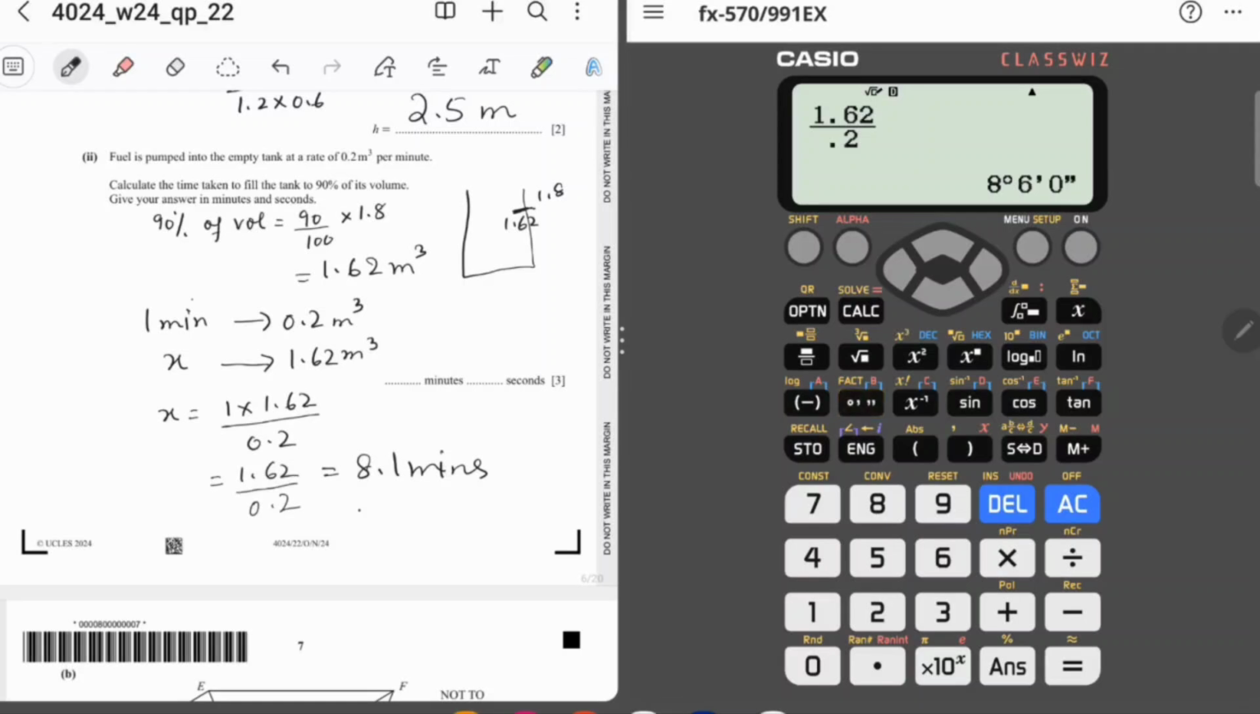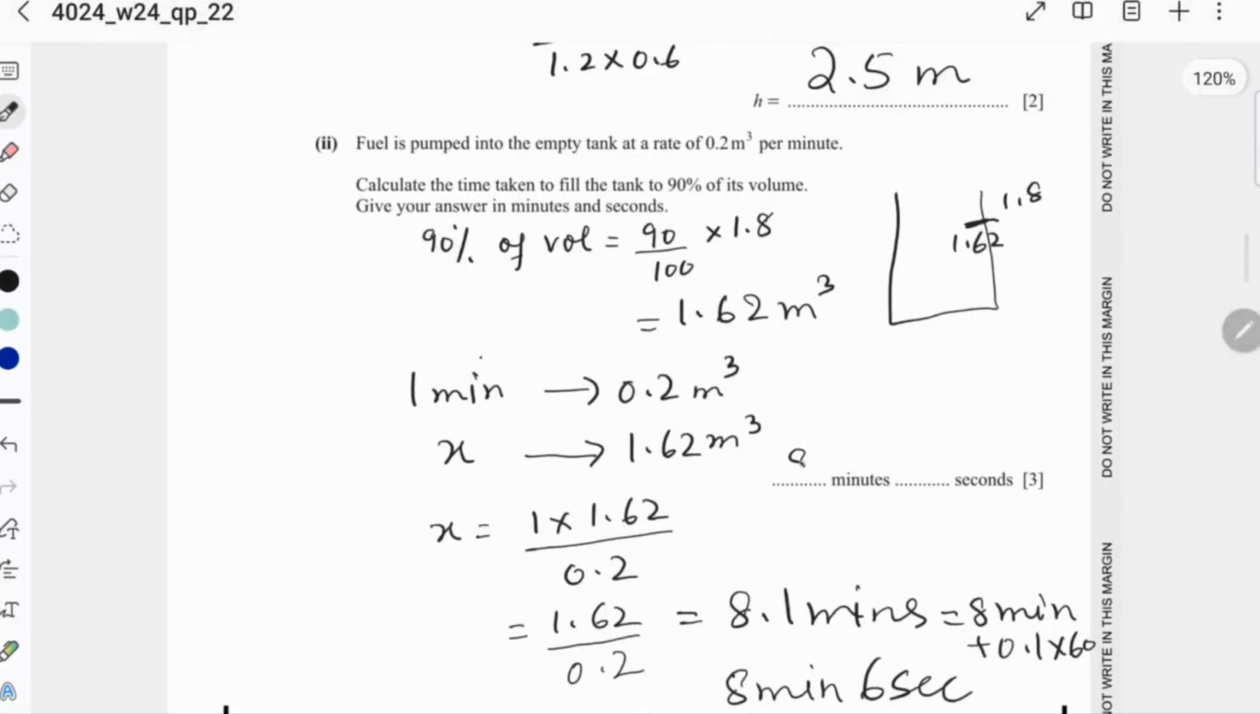We can express this in the question as 8 minutes and 6 seconds. If you don't use the calculator here, 8.1 means 8 minutes and 0.1 into 60, which is also 6 seconds. So 8 minutes and 6 seconds is the answer for this question.